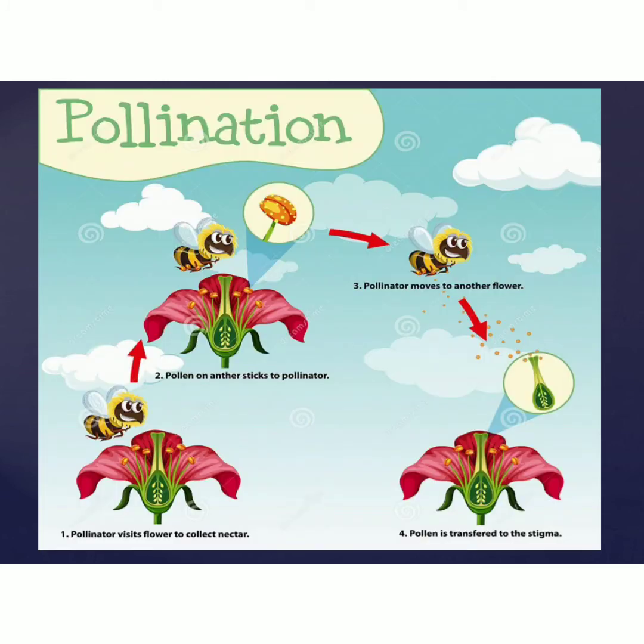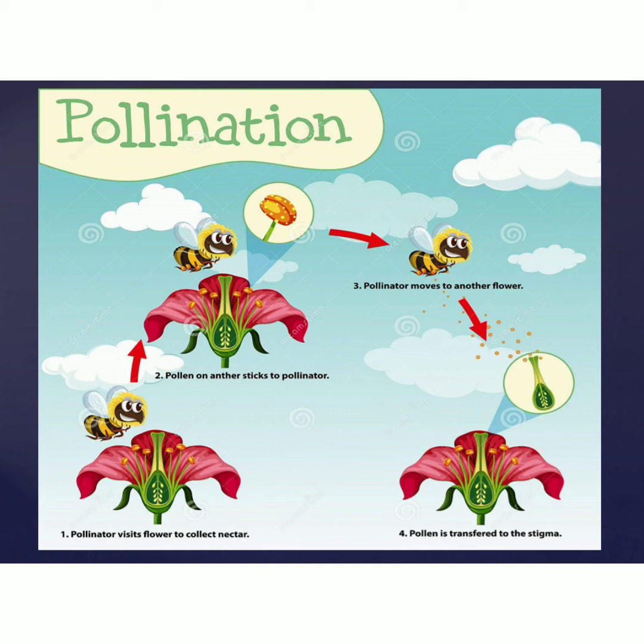In this picture, it is clearly given in 4 steps. The first step, the pollinator visits the flower to collect nectar. Who's the pollinator here? It's the bee. It may be an insect, it may be a bee or an animal. It's the one who carries the pollen grains.